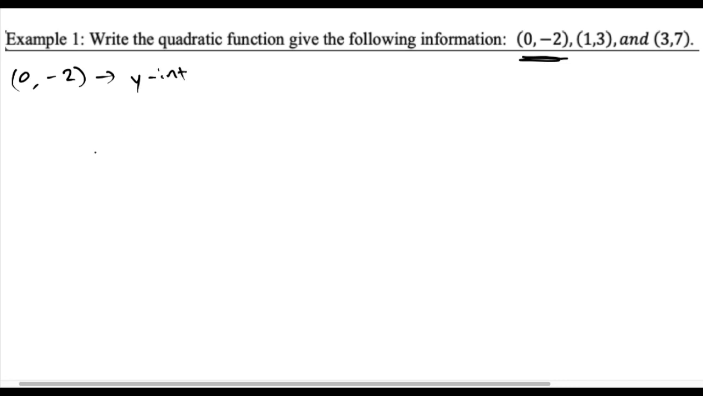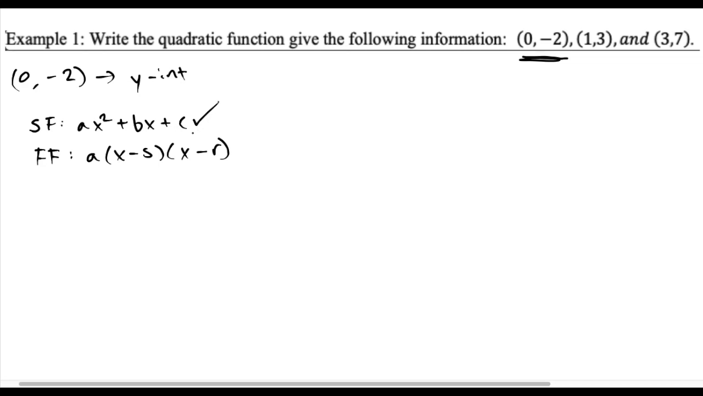Now, why is this important? When we solve a question like this, we need to know there are two main forms of quadratic functions that we work with. Firstly, we have the standard form, which is ax squared plus bx plus c, and we have the factored form, which is a(x minus s)(x minus r). We need to use the form which is best suited for the question. In this case, we want to use the standard form.